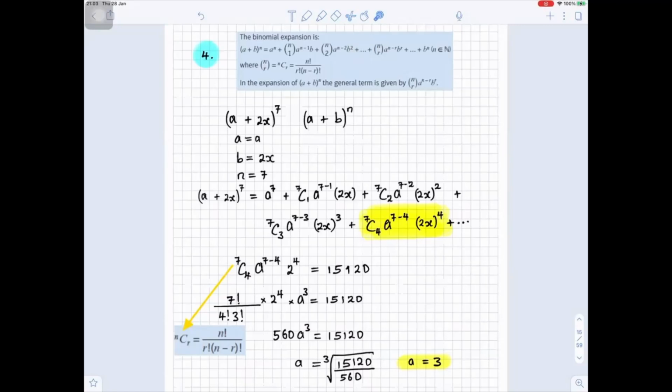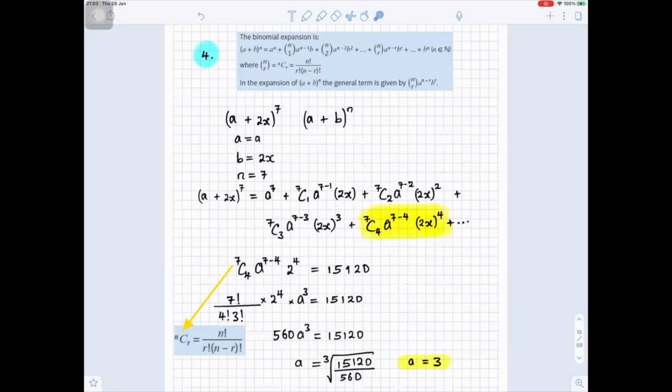So (a + 2x)^7, if we compare it with (a + b)^n, that means this a and this a are the same. Our b is the 2x. Our n is the 7. Very important. A is the a, b is 2x, and n is 7. Now we want to use that binomial expansion formula to sub in.